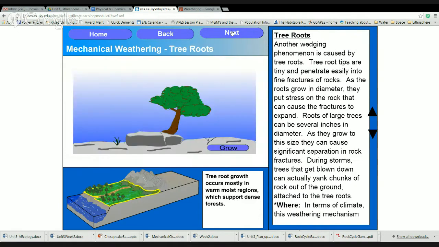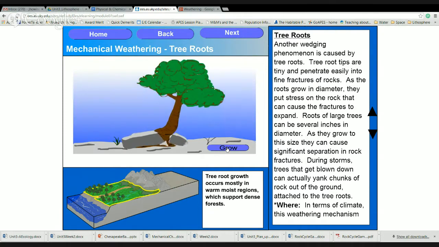And then we have tree roots or root wedging. The teeny tiny tips of plant roots can get into teeny tiny cracks, and then those roots grow and they push those cracks apart. And eventually it'll break the rock into smaller pieces. So as the tree is growing, it's pushing those pieces of rock apart. This is mostly going to happen where the environment can support tree growth, so areas that are more moist and that have good soil. And root wedging is most likely to happen in dense forests.